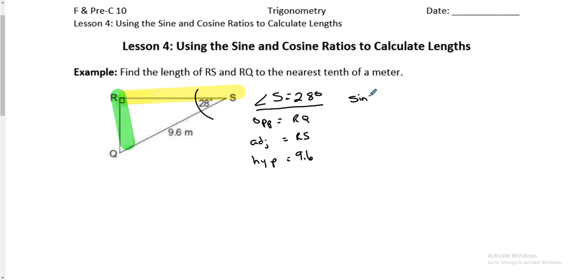So sine 28 is equal to RQ, or X, over hypotenuse, which is 9.6. Now to get rid of this, what we need to do is multiply by 9.6 to both sides, because that crosses here and gives us this value here. So when we rewrite this, we get 9.